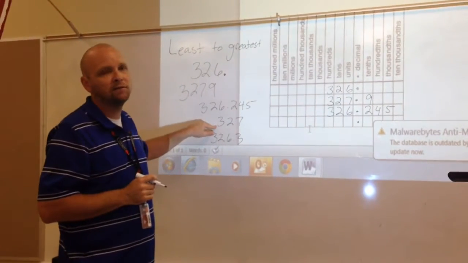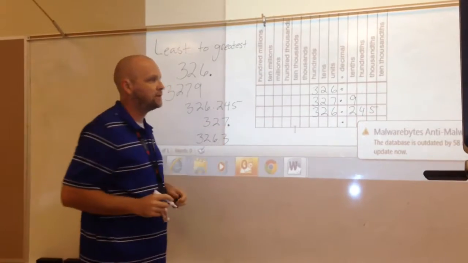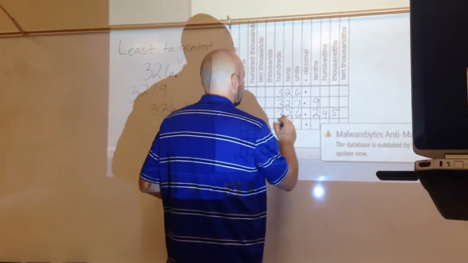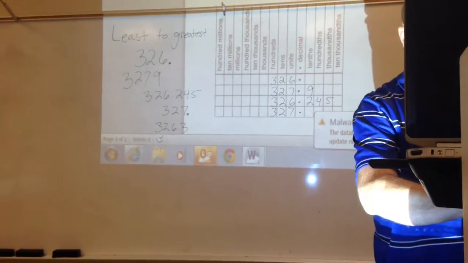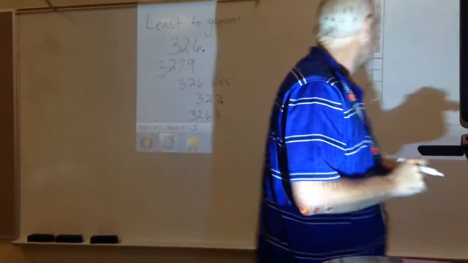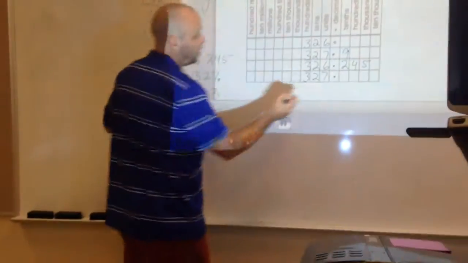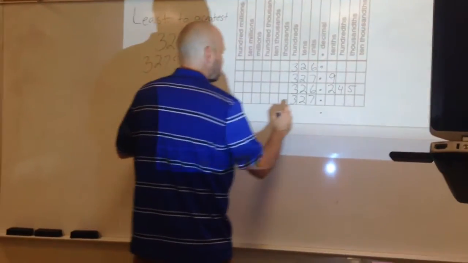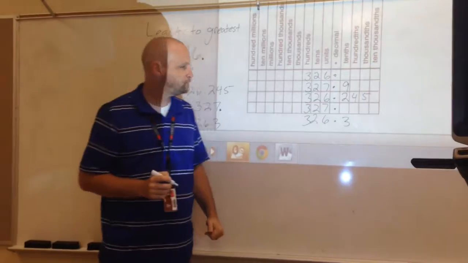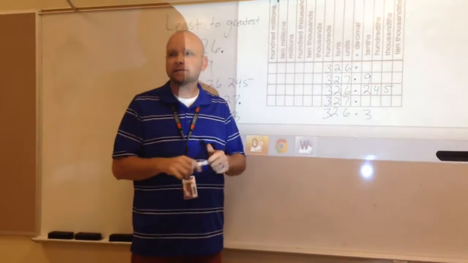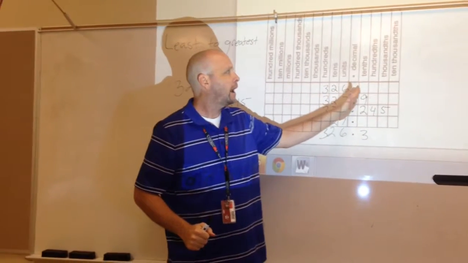Next number is 327. Does the number 327 have a decimal point? Yes, it does. Excellent. If you don't see it, it's at the end. So we have 327. And my computer's acting crazy here. Let's get this off the screen. And then we have the number 326 and 3/10. It also has a decimal point. 326 and 3/10.